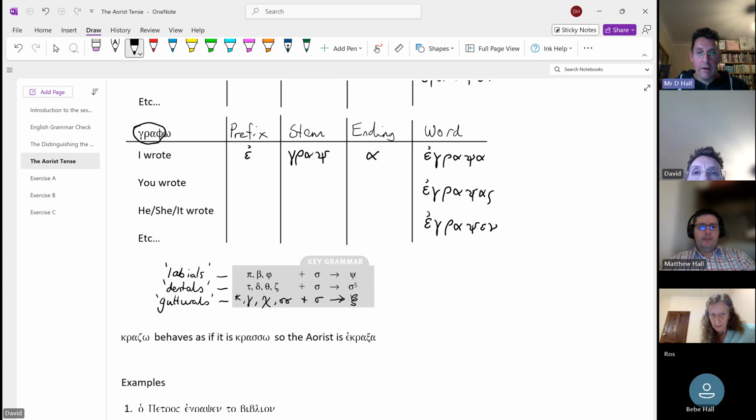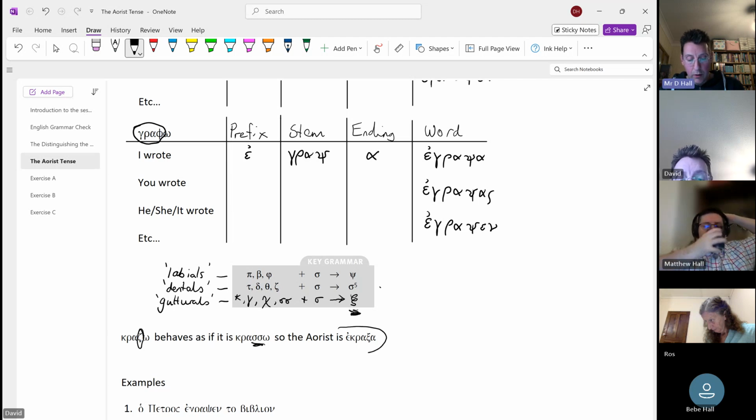Most verbs will then behave properly, but just to let you know that there is one that doesn't. Kratzo, which means to cry out, behaves differently. You would expect it to have a sigma because of the zeta here, because it should be a dental. But it doesn't behave like that. It behaves as if it was the double sigma. And so actually it doesn't have a sigma there. It ends up with C, which means that your aorist tense for kratzo is a kratza. And that's a special case. Most of them will follow the little rules that are there above.